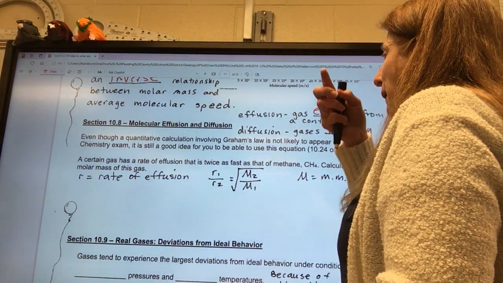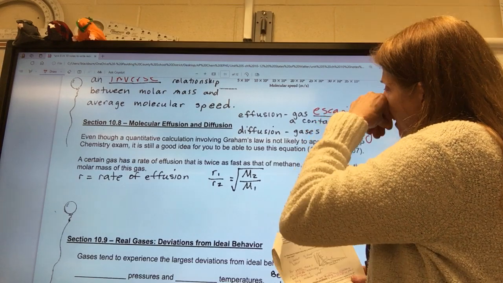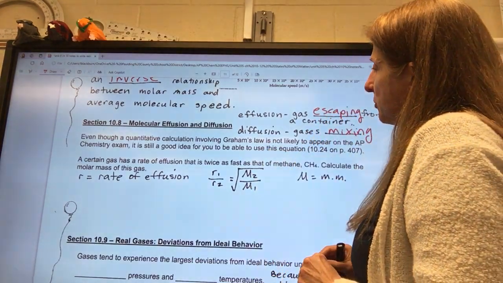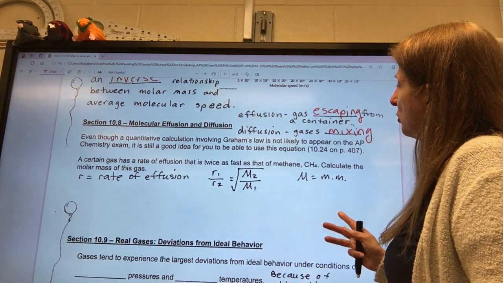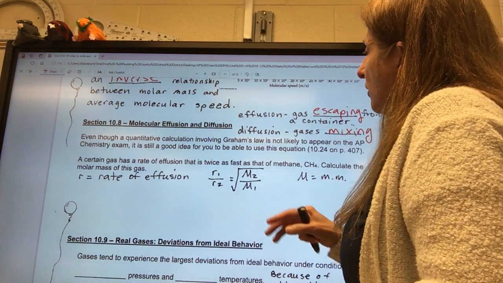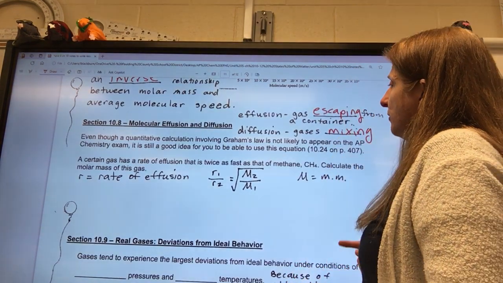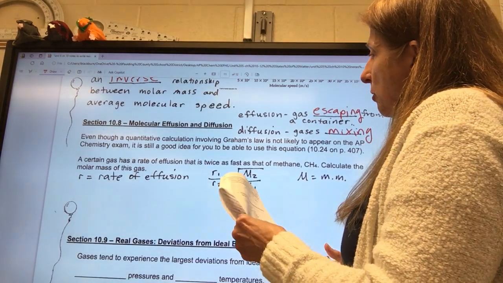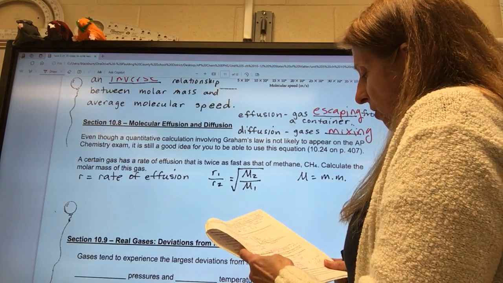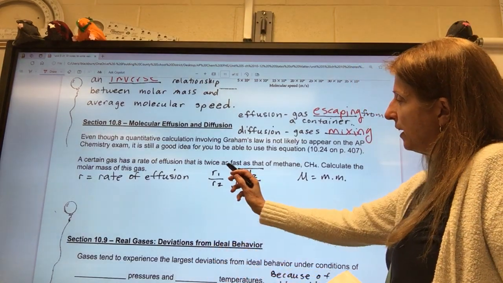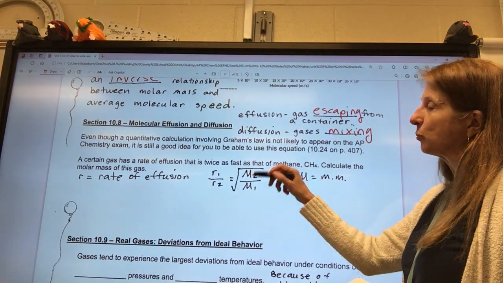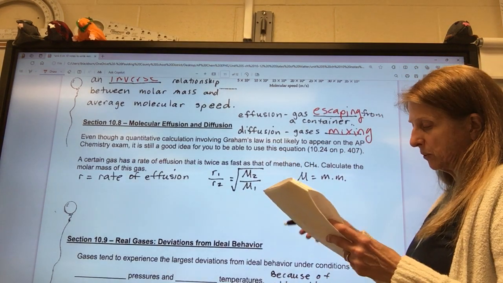Okay, so now, even though quantitative calculation involving Graham's law is not likely to appear on the AP chemistry exam, it's still a good idea for you to be able to use this equation if they gave it to you. So a certain gas has a rate of effusion that is twice as fast as that of methane. Calculate the molar mass for this gas. So R is the rate of effusion, and the rate of one gas over the other one is equal to it flipped, square rooted. Big M is molar mass.